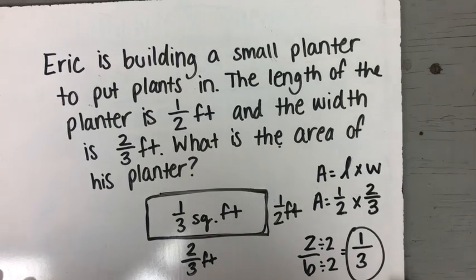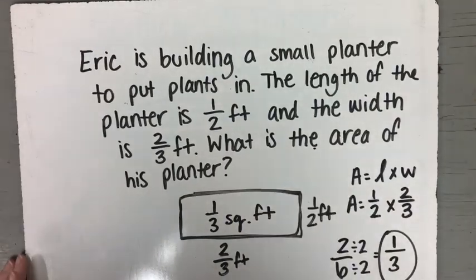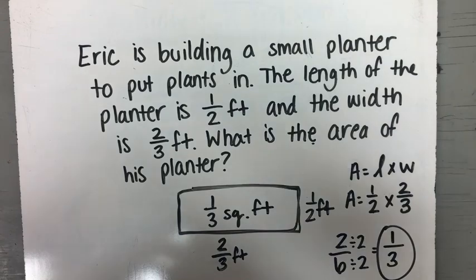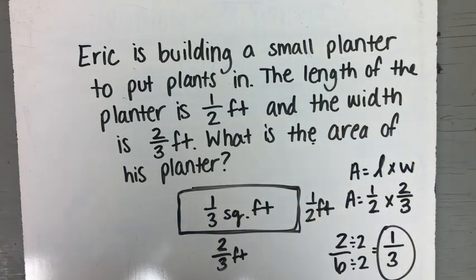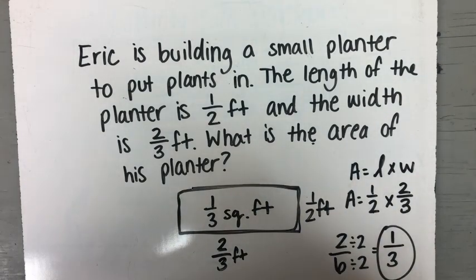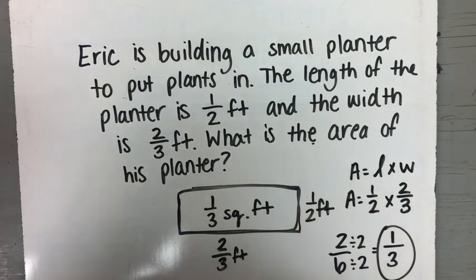and practice this skill. Just remember that you're doing the same process that we did before when we multiplied fractions, but now we're applying it to a geometry skill of finding area. So we're taking two skills and putting them together in order to practice this, okay? So good luck, and if you have any questions, please reach out.